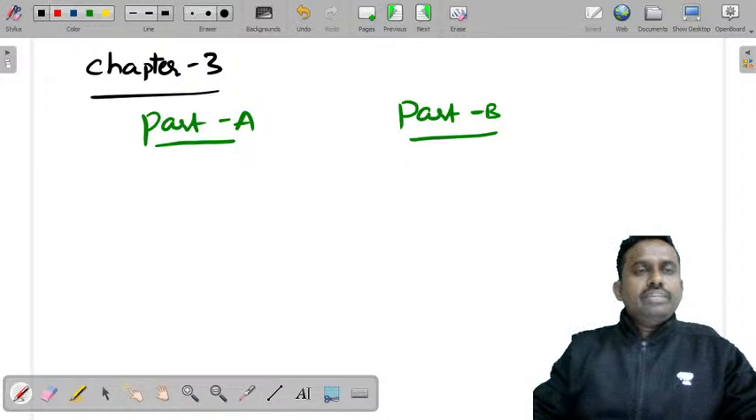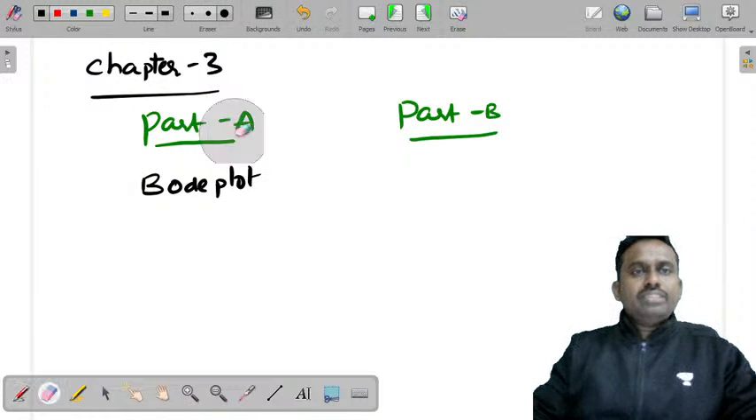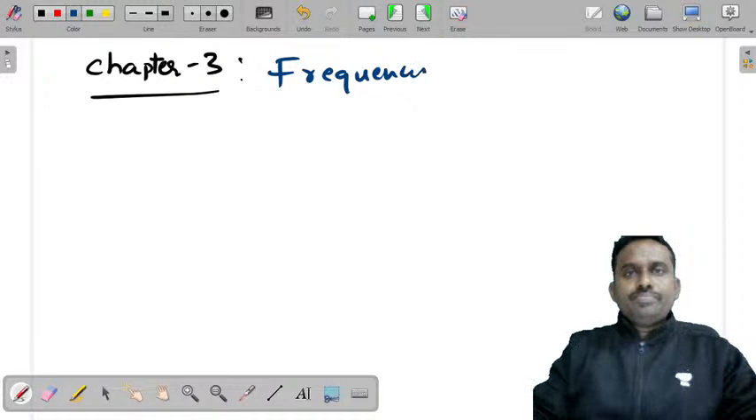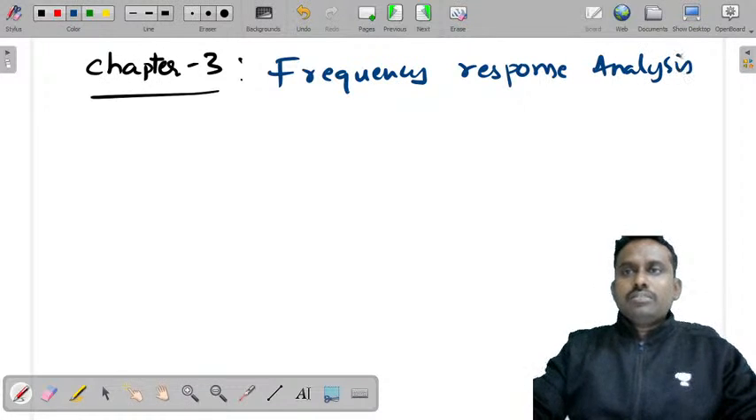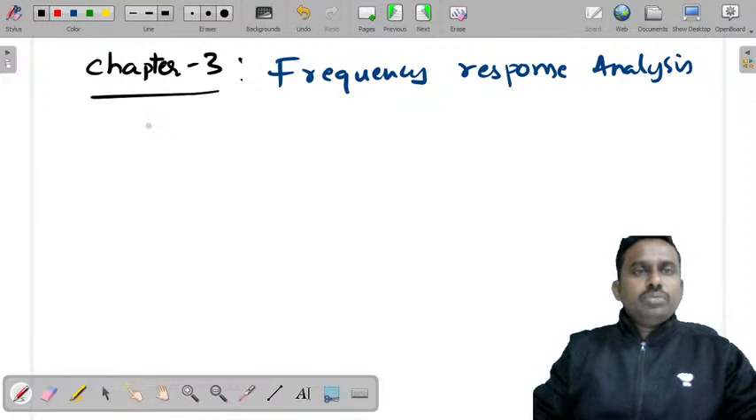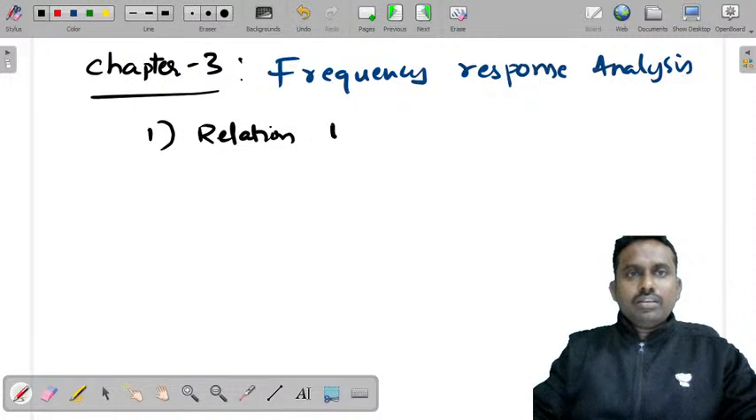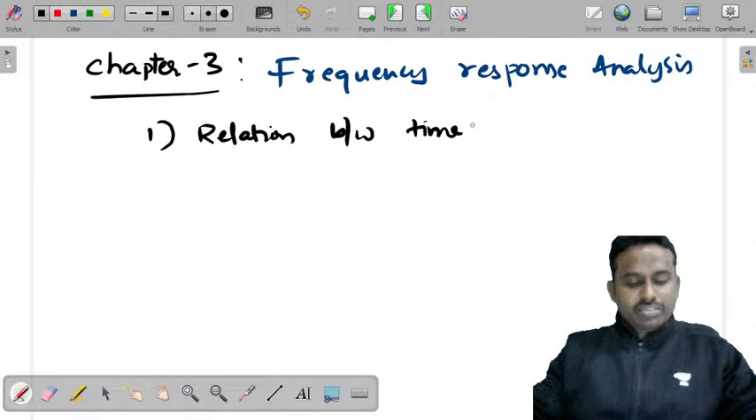Now today we will discuss Bode Plot. So let me write first all the topics that you have. This chapter 3 is frequency response analysis. In this frequency response analysis, you have the relation between time and frequency. I'll just write the topics and we'll discuss the important ones that are for the semester exams.